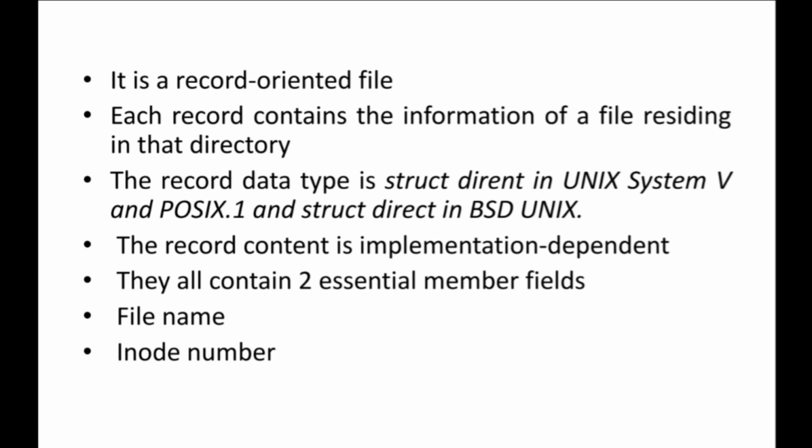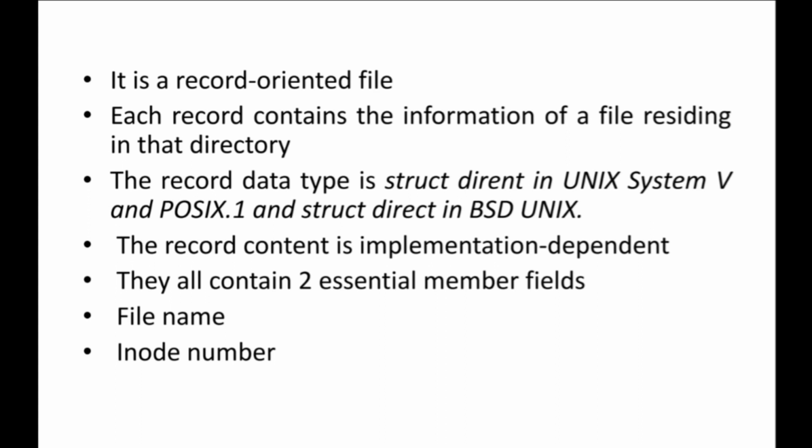If you are using Unix System V, which is one of the commercial versions of Unix, you know that, right? What data type are you using? Struct direct. Suppose you are using POSIX.1, what data type are you using here? Struct direct. If you are using Unix System V and POSIX.1, the data type is struct direct. If you are using BSD Unix, which is also one of the versions of Unix, then the data type is also struct direct.